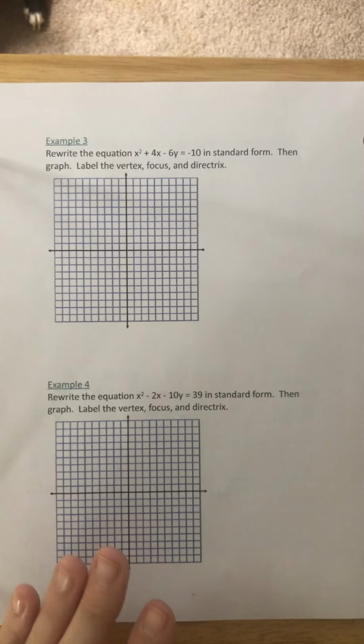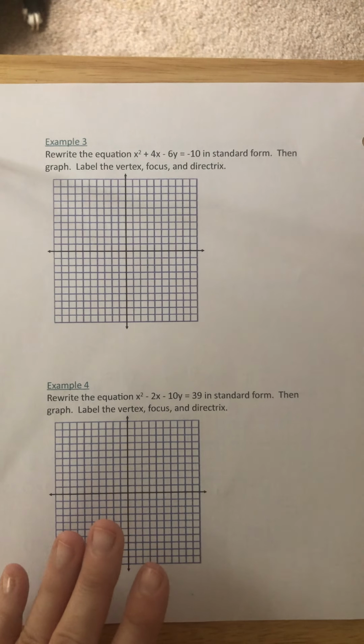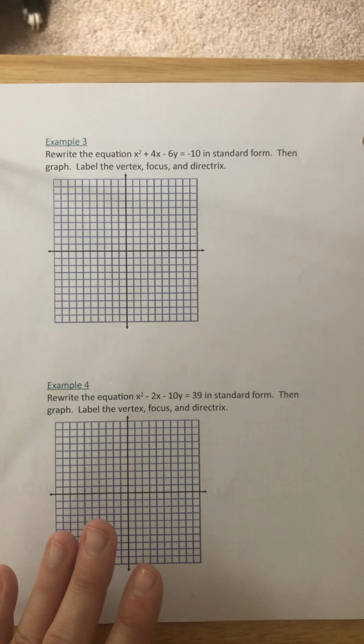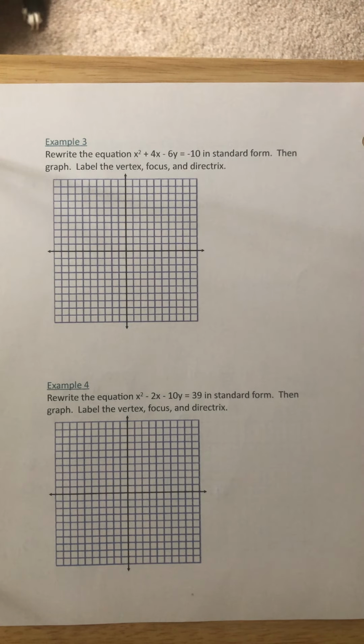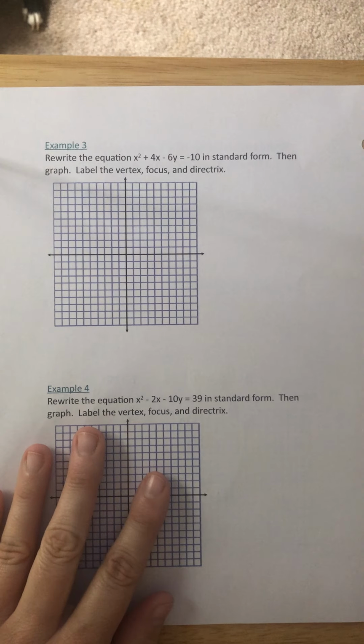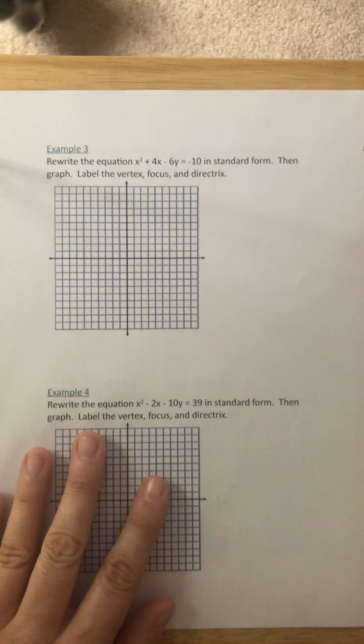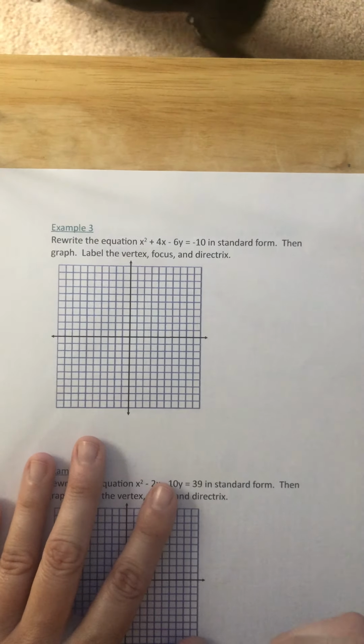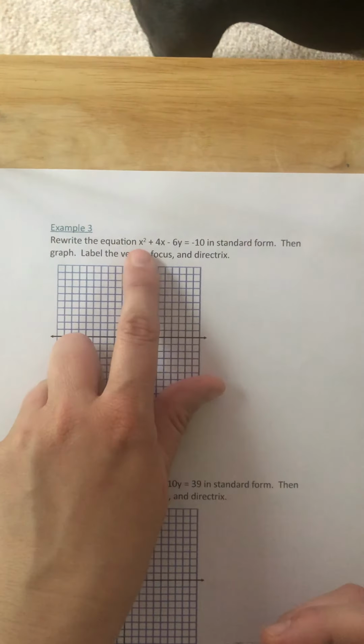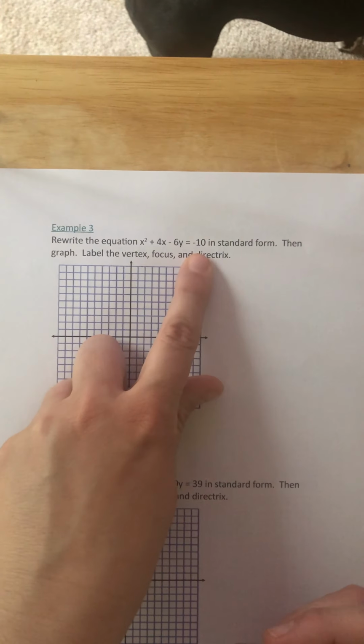All right, let's keep going. So example 3 says to rewrite the equation in standard vertex form. Then we're going to graph and do the same thing we've been doing. So this adds a little bit more, kind of some stuff we did several chapters ago. So if you'll notice, you've got x's and you also have y's.